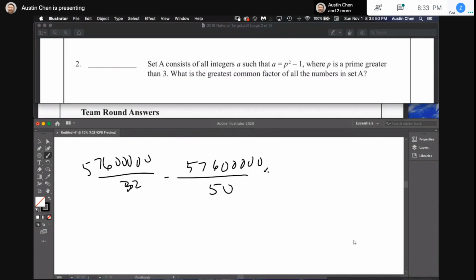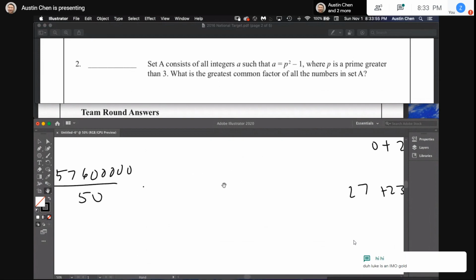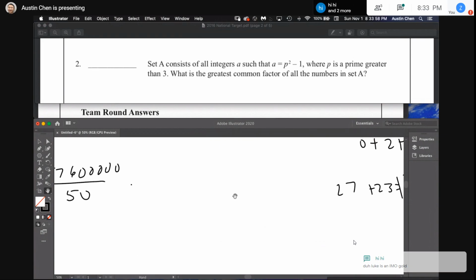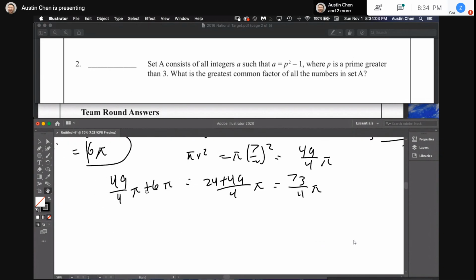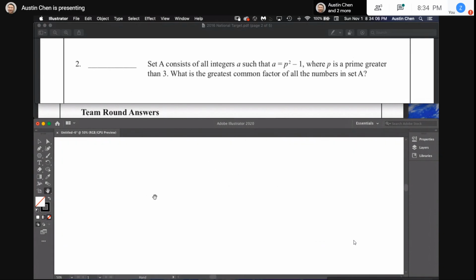Set A consists of all integers A such that A equals p squared minus 1, where p is a prime greater than 3. What is the greatest common factor of all the numbers in set A? Okay, this one's actually a decent problem. So we're going to have the integers: 25 minus 1, which is 24, and then 49 minus 1, so 48, and then 121 minus 1, which is 120, and you're going to go so on.